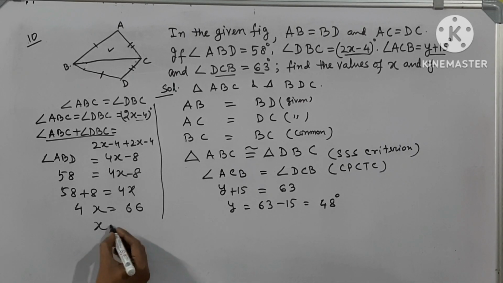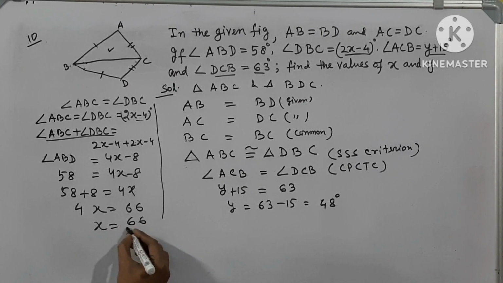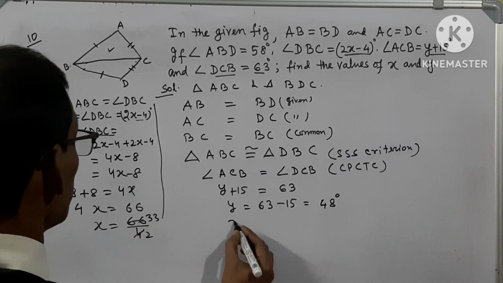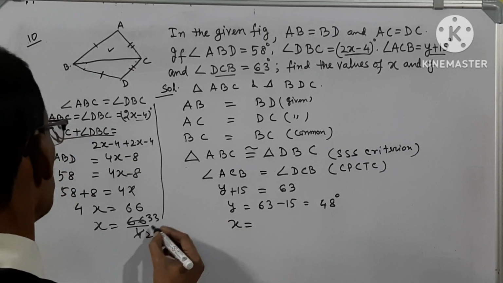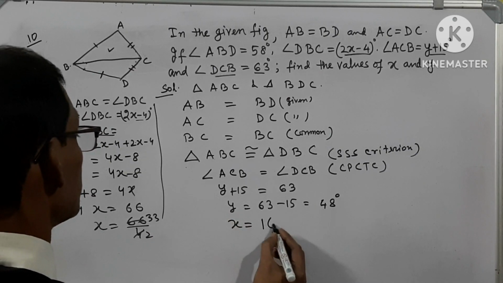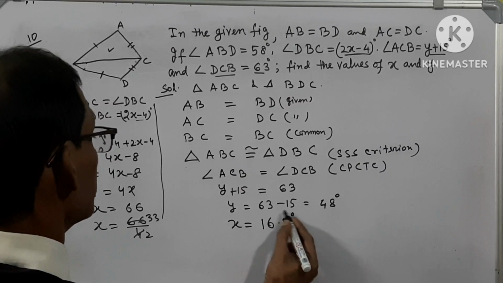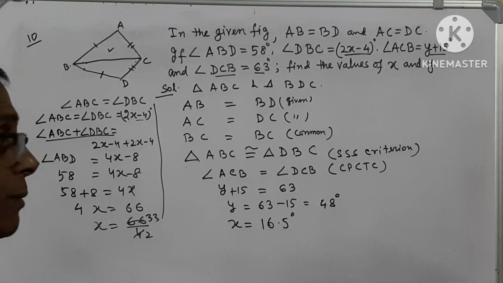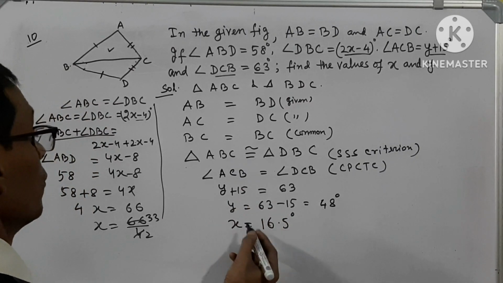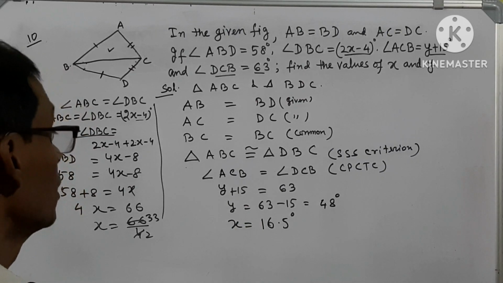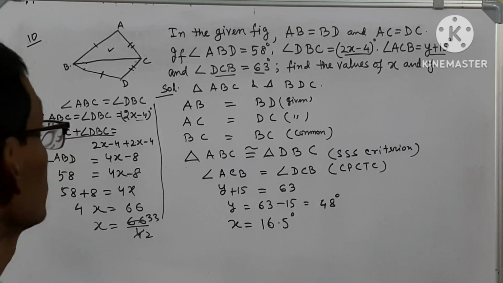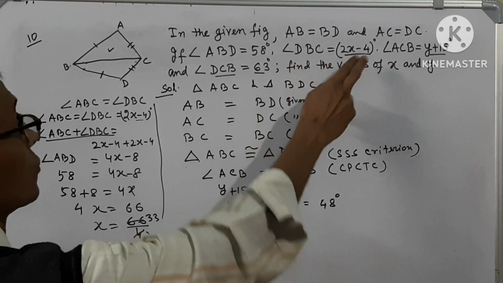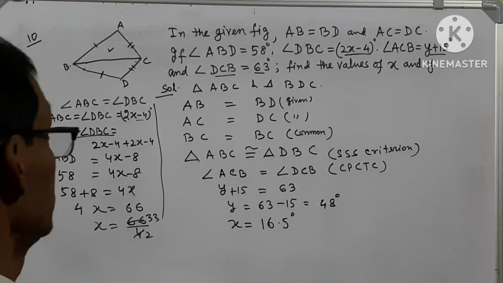So x equal to 66 by 4, 33 by 2. So x equal to 33 by 2. So it comes 16.5 degrees or 16 whole 1 by 2 degrees. So x and y you have found out in degrees, when it was given actually in terms of x and y.